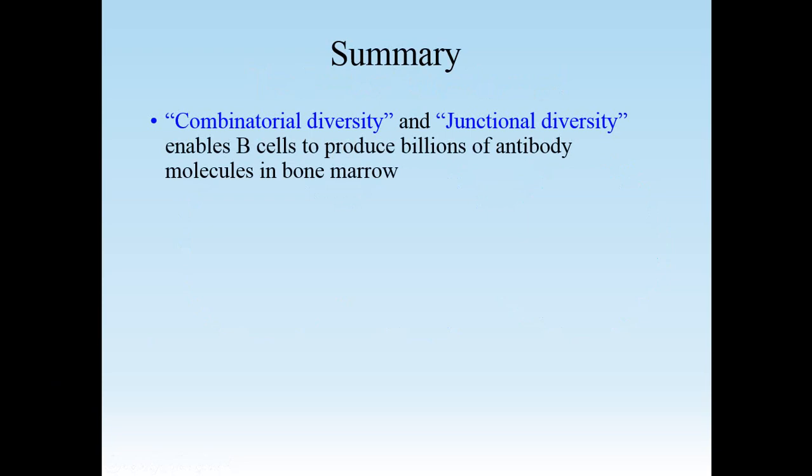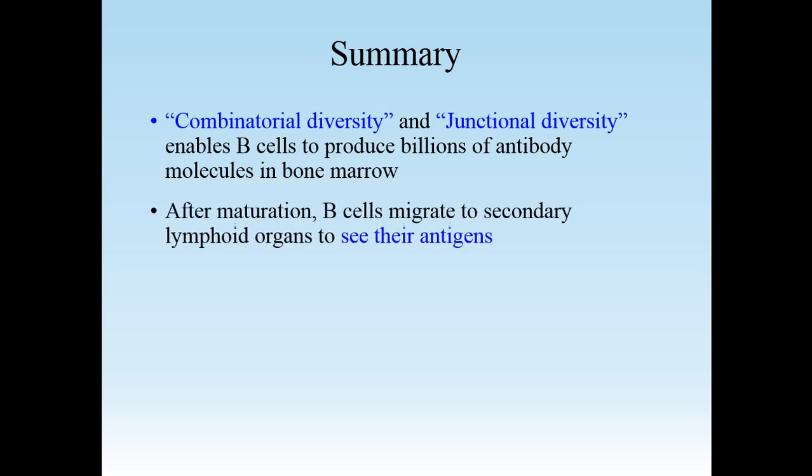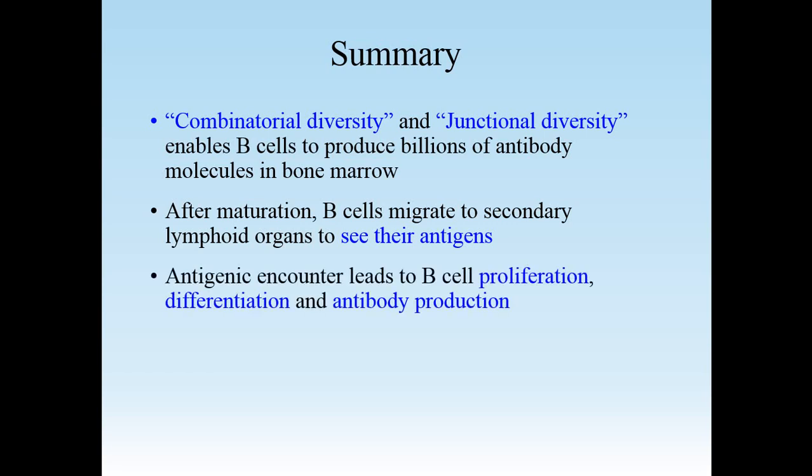In summary, what we learned this class was that we have two major mechanisms that give rise to billions of different forms of antibodies at the surface of B cells. Those are combinatorial diversity and junctional diversity. After B cells leave bone marrow, they go to secondary lymphoid organs, and there are some differences. B1 cells usually go to the peritoneal cavity and mucosal surfaces, but conventional B cells go to the spleen and lymph nodes.